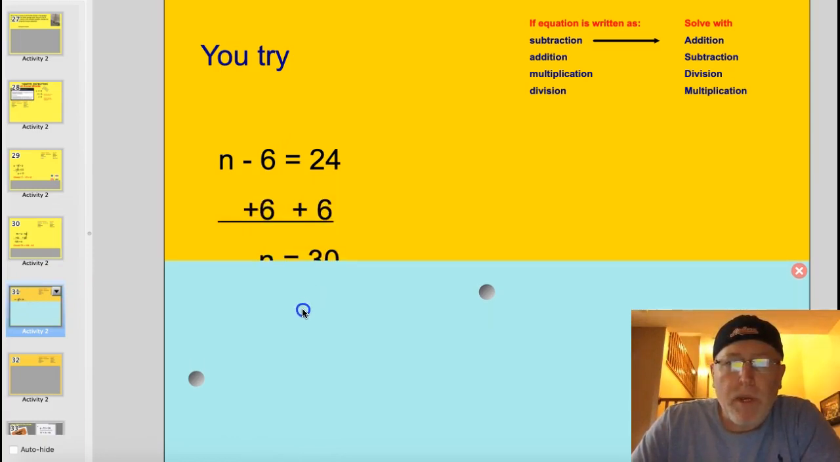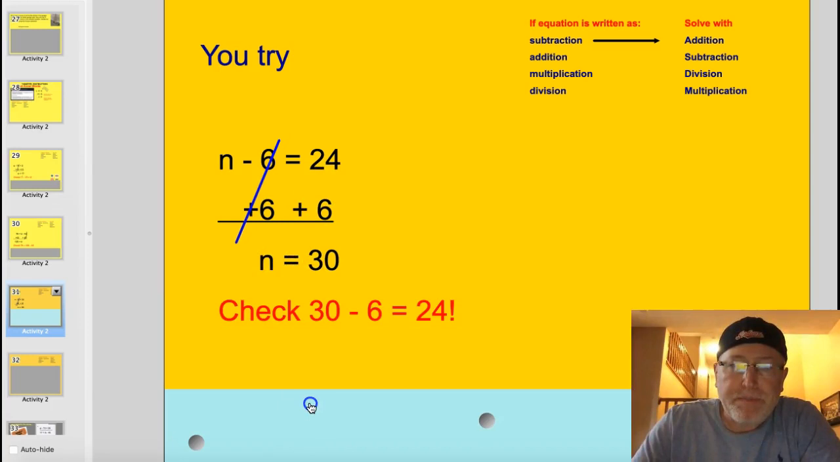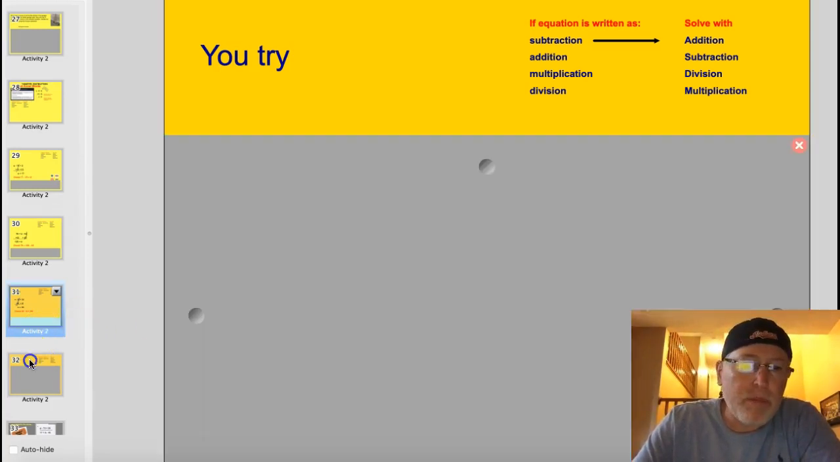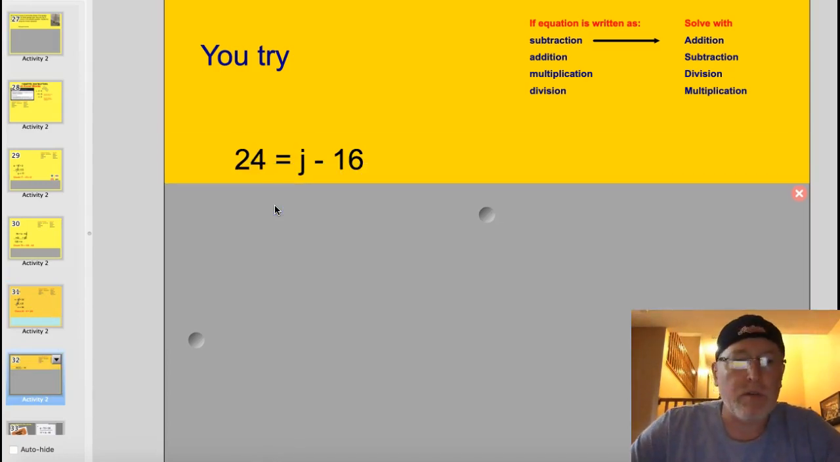All right? We isolate it by adding 6 to both sides. You end up with, cross those out, make sure you show the cross off. You end up with n equals 30. Check it. 30 minus 6 equals 24. Boom. Done. One more. And we're on to the ticket to the show.